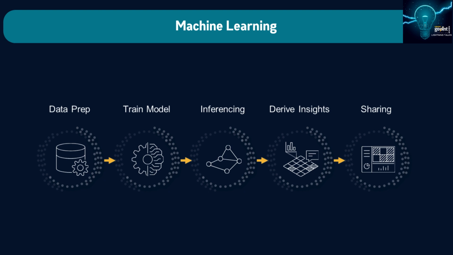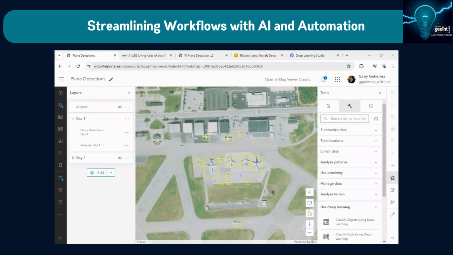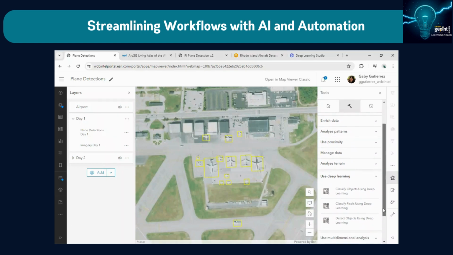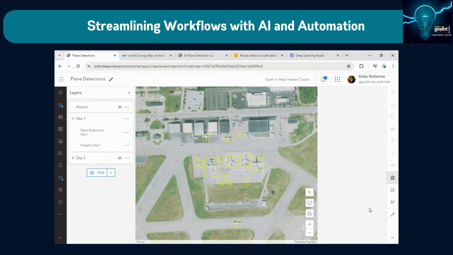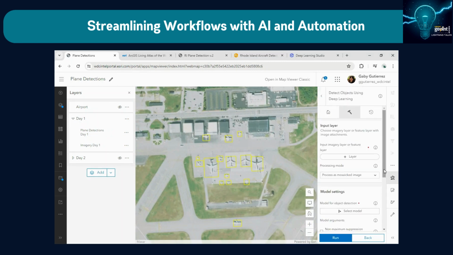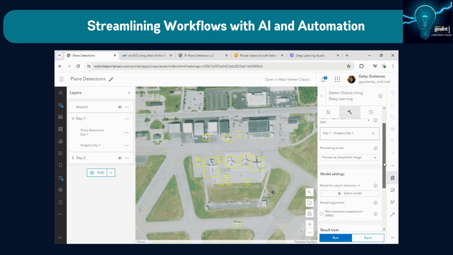Using ArcGIS, we can streamline imagery analysts' workflows by using models and deep learning tools to do the bulk of the work for us. One of the tools we can use is the Detect Objects Using Deep Learning tool. We can use this tool in the web from our portal, as we see here, or at the desktop level in ArcGIS Pro. This tool runs a trained deep learning model on an input raster to produce a feature class containing any objects it finds based on the model's specifications.